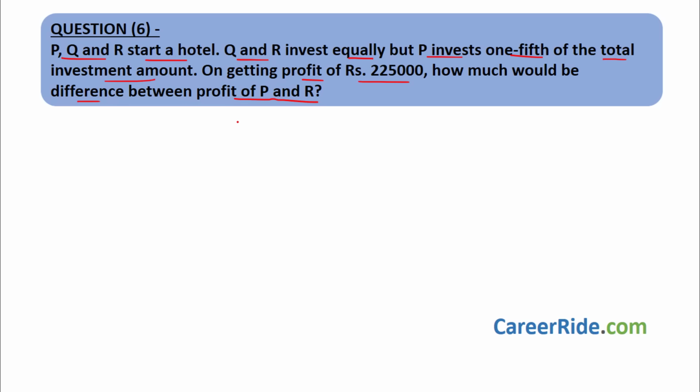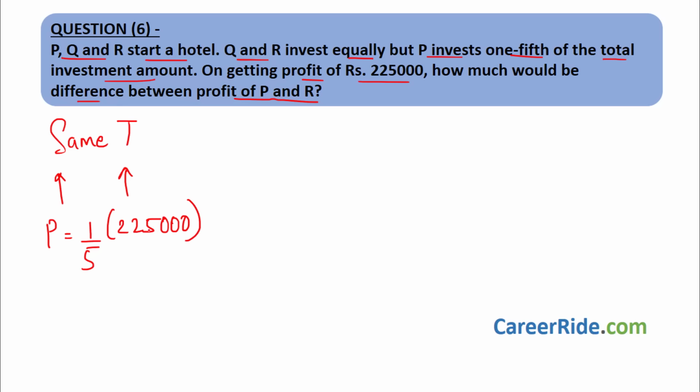Just like the first sum which we saw, if everyone is investing for the same time period, then if you invest more, profit will be more, right? So over here P invests 1/5 of the total investment. So profit of P will also be 1/5 of the total profit. What is the total profit? 2,25,000 rupees. So profit of P will be 1/5 of that, which is 45,000 rupees. This is the profit share of P.